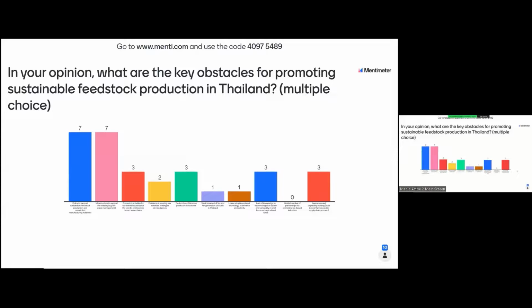So it's not that the policies are not there or the incentives are not there. It's more how the private sector is not able to use some of these policies for expanding their bio-based business.